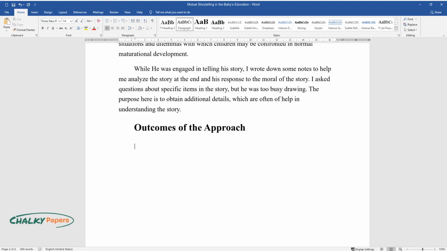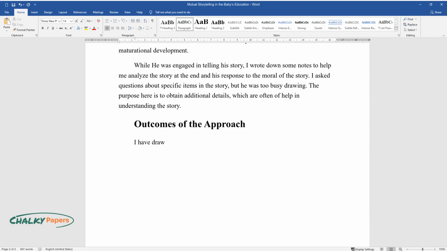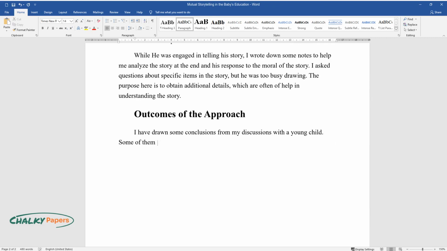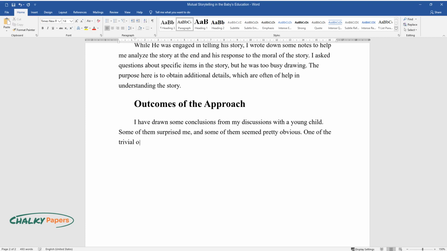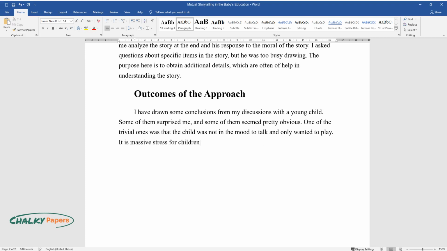Outcomes of the approach. I have drawn some conclusions from my discussions with a young child. Some of them surprised me, and some of them seemed pretty obvious. One of the trivial ones was that the child was not in the mood to talk and only wanted to play. It is massive stress for children to have someone else talking to them.